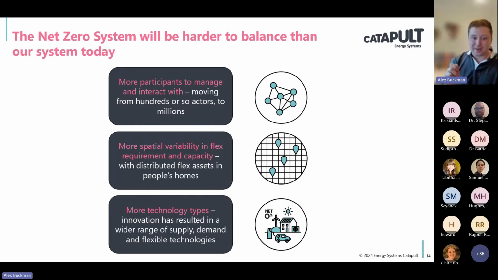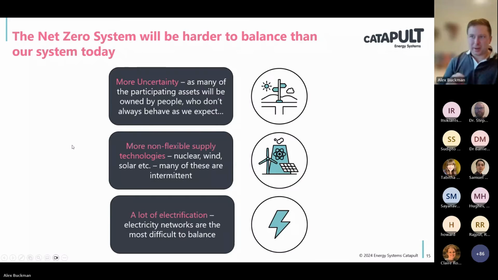And so there's a lot more variability in the characteristics of your supply and your demand than we currently have.